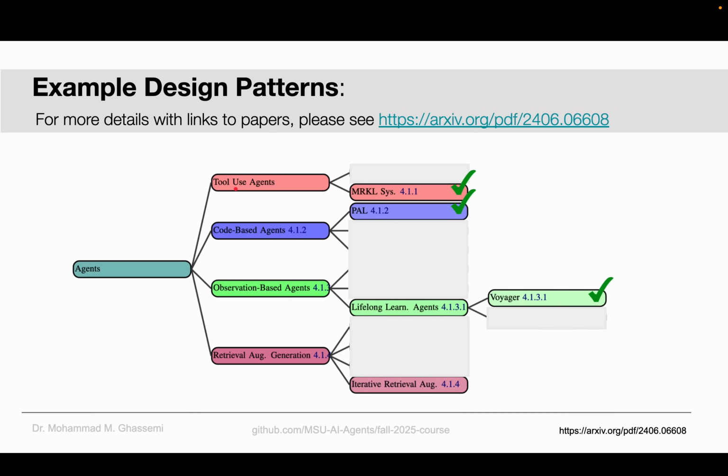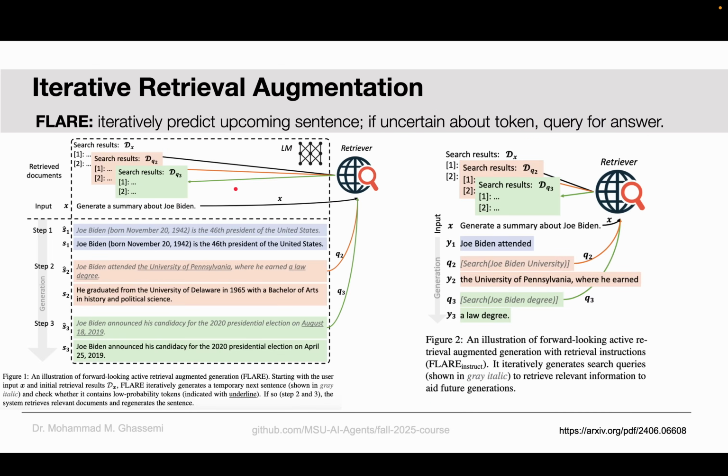Okay, let's come to the last one here, which is iterative retrieval augmentation. This is based on a paper where they described a method called FLAIR, where they iteratively predict upcoming sentences, and if they were uncertain about one of the tokens in those sentences, they queried for an answer.